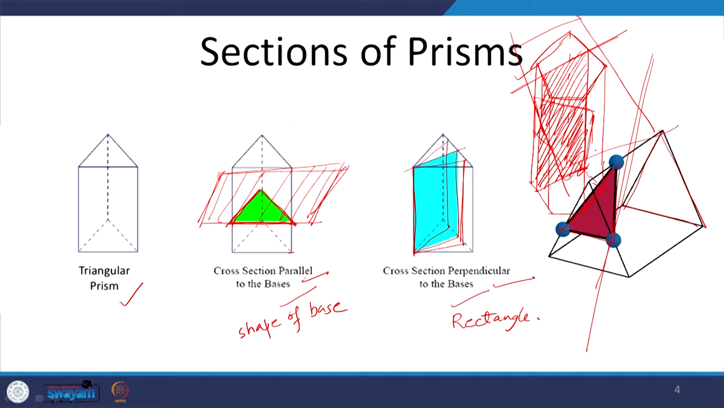So in case it is inclined, we will actually be seeing the distorted shape of the base, unless the section plane actually intersects through both the bases. If we are totally chiseling it off, in that case we will see a different shape. If it is cutting only one of the bases and through the height of the prism, then we will be seeing the shape of the base in a distorted manner. But if it cuts through both the bases, in that case we will be seeing a very different shape altogether. So for example, this is a prism we have. This one is an octagonal prism.